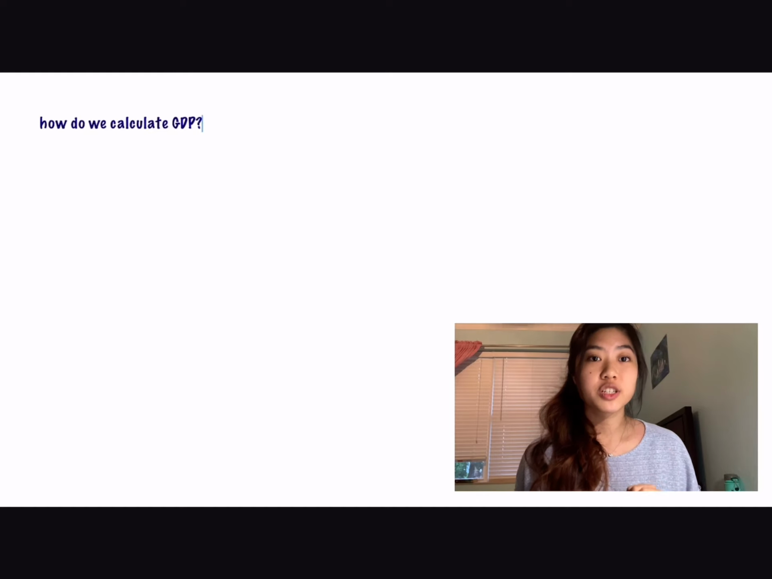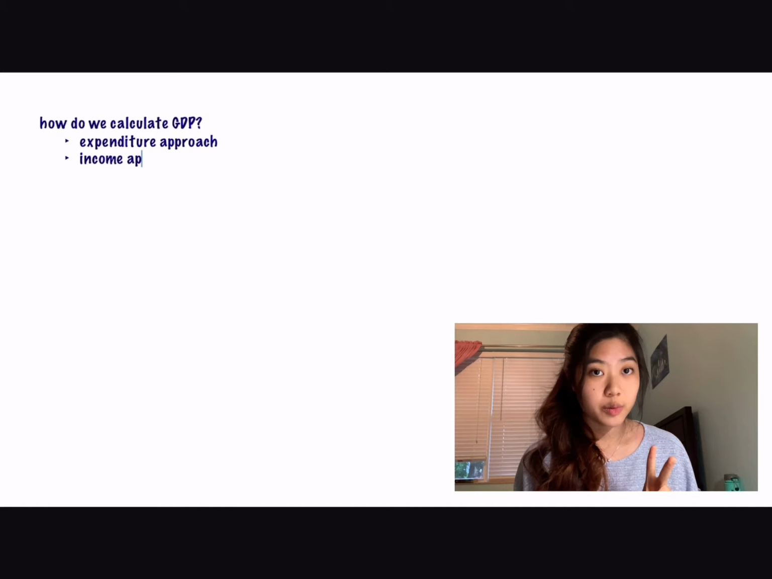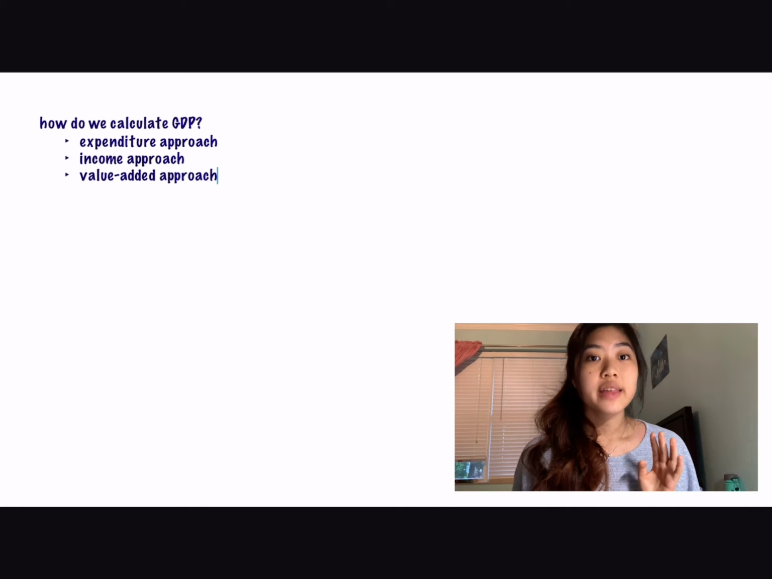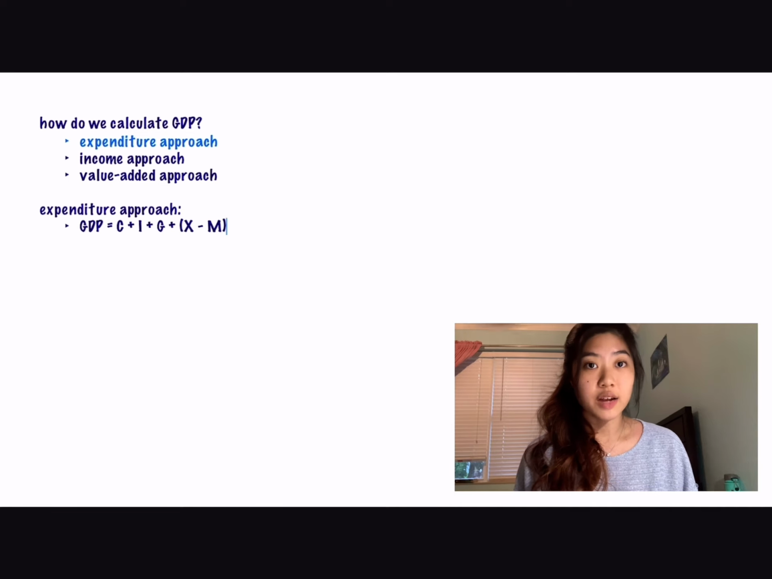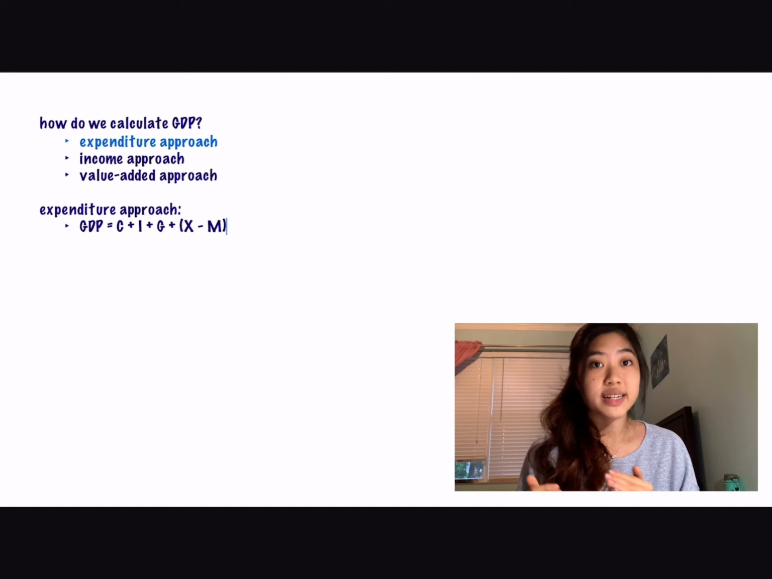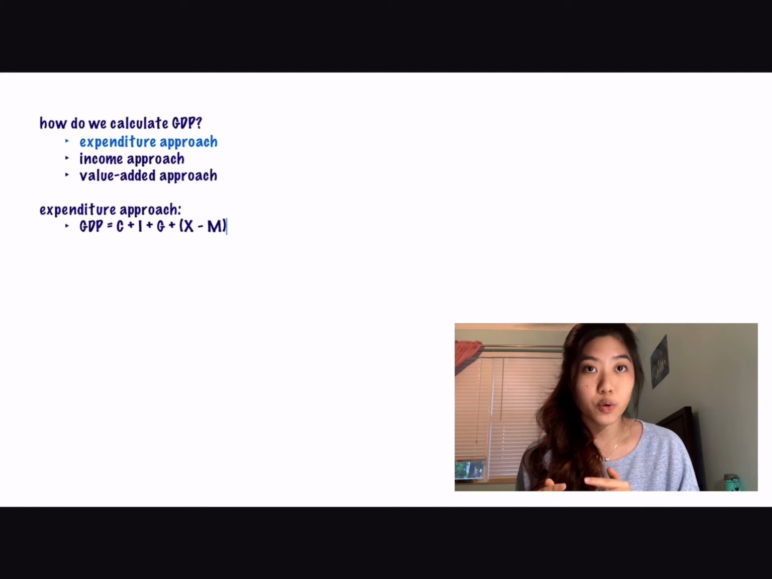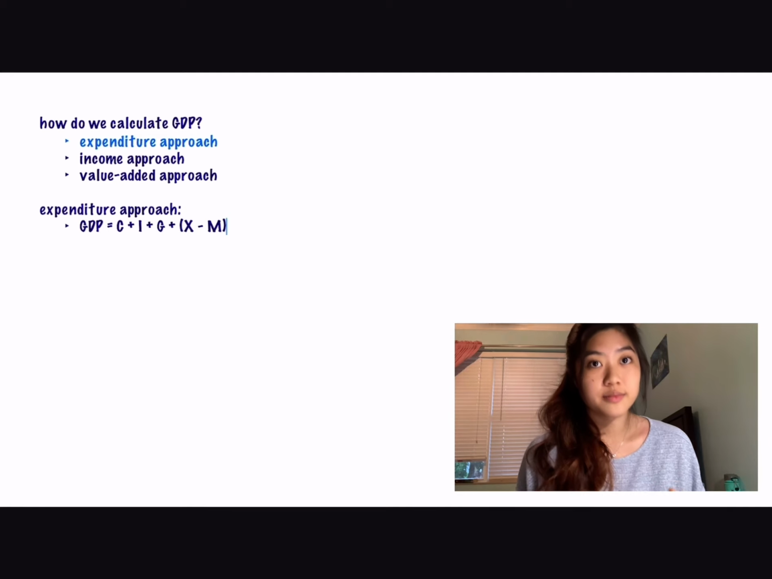Well, there's 3 approaches we can use, all of which should yield the same result. We have the expenditure approach, the income approach, and the value-added approach. The expenditure approach is where we add up the economy's aggregate spending on domestically produced goods and services. We have a formula. GDP equals C plus I plus G plus X minus M. C is for consumers and represents the spending done by households. I is for investment and represents the spending done by firms. G is for government spending, and then X minus M is for exports minus imports, so basically the net exports.